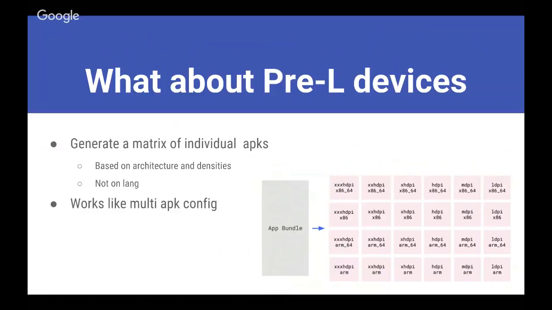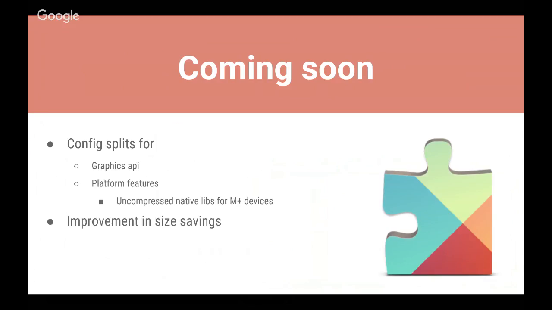Now, based on what the user is asking for and the configuration of the device, the most appropriate APK out of this matrix is served to any pre-L device. Before L, it has to send it from the matrix. After L, or L and above, it creates the APK from the splits and sends out the new APK. All of this is hidden under the hood in the Play server.